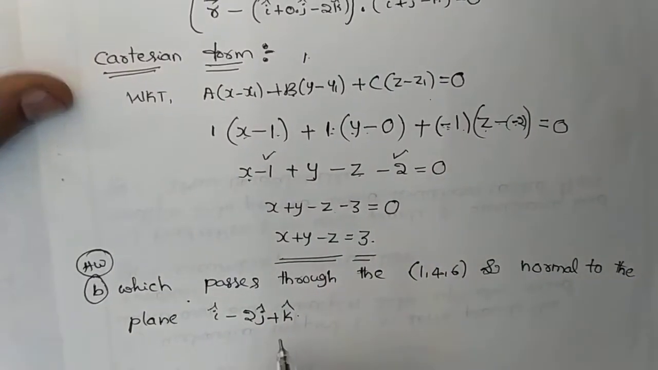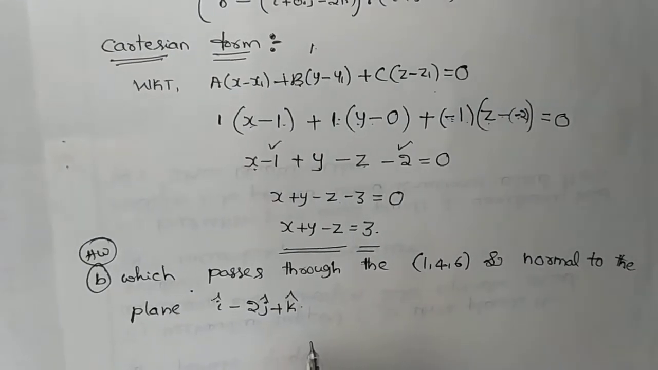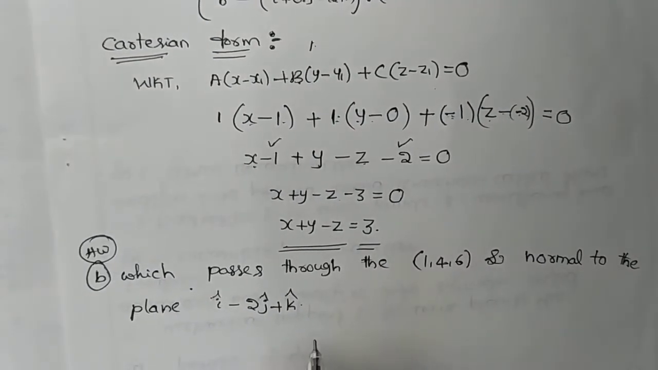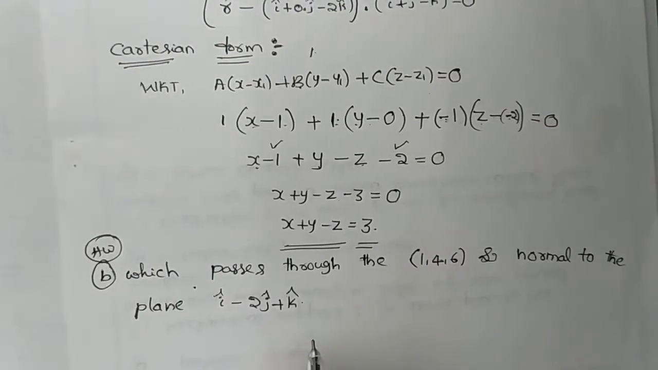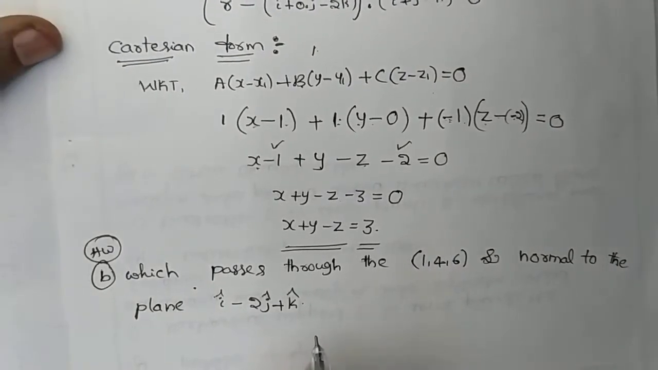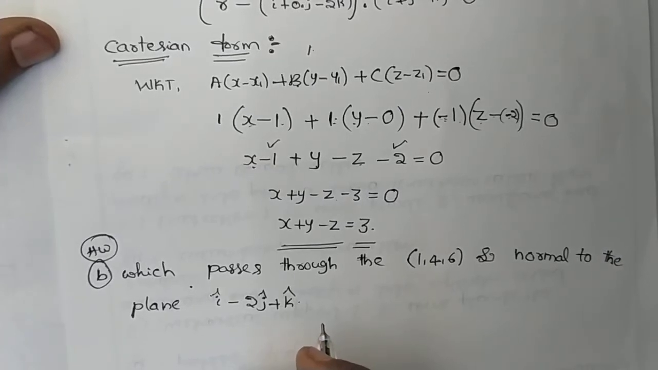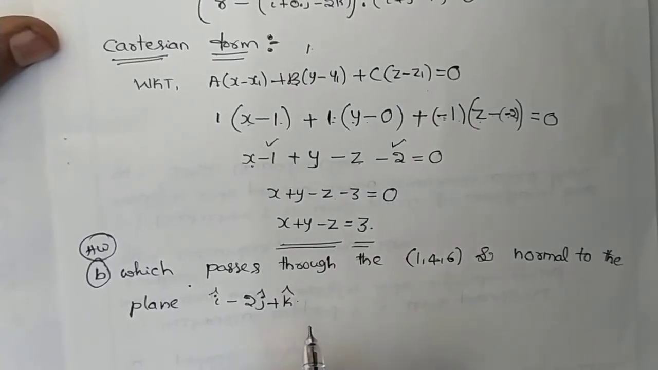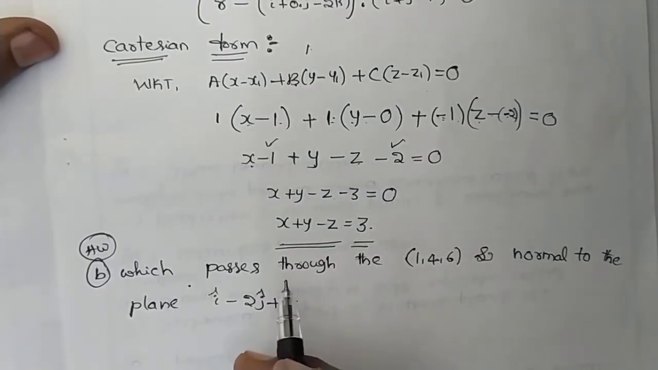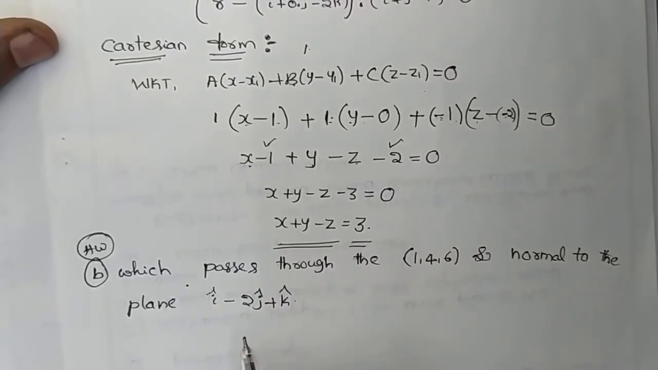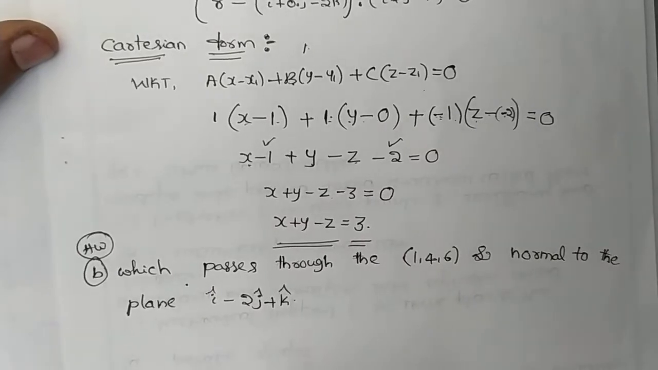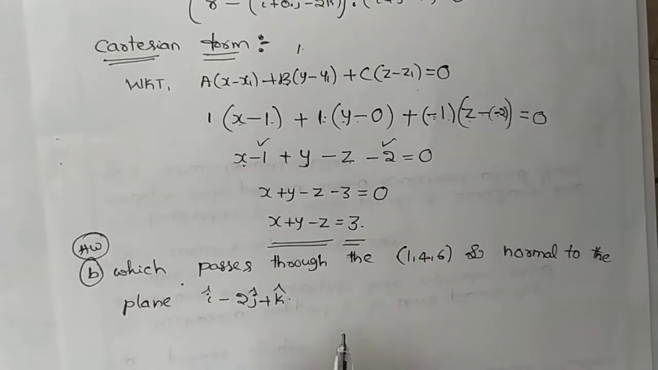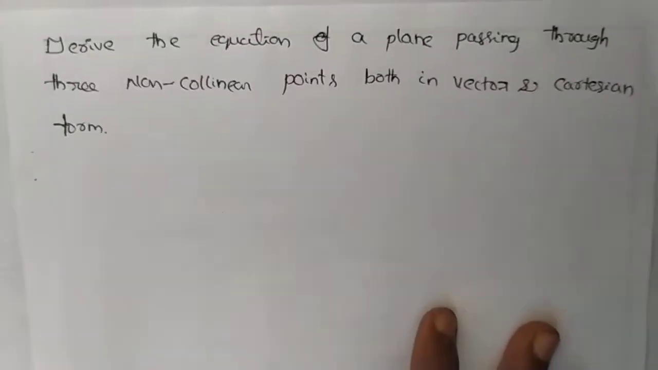Hence it is the derivation of equation of a plane perpendicular to a given vector and passing through a given point, and also along with the problems. So it is the derivation. Now next let us move on to the next derivation.